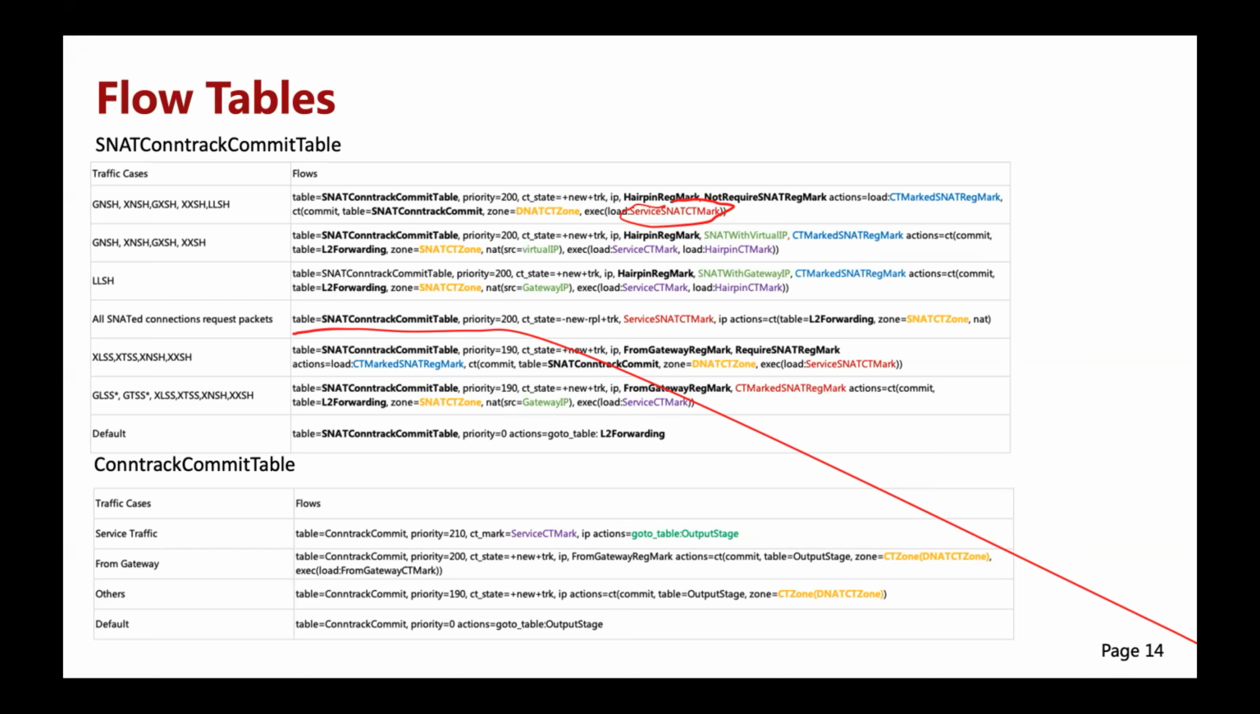This is for bypassing service traffic in the conntrack commit table. We can't let the subsequent request packets be masqueraded by this flow. If it is masqueraded by this flow, it will be treated as new and tracked, and will get an unwanted result.